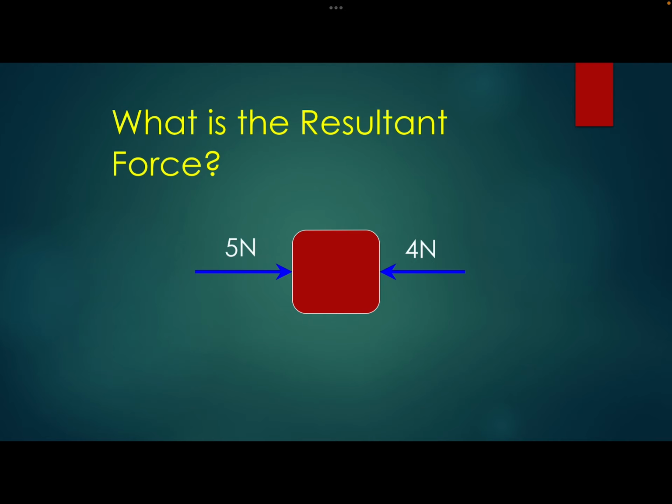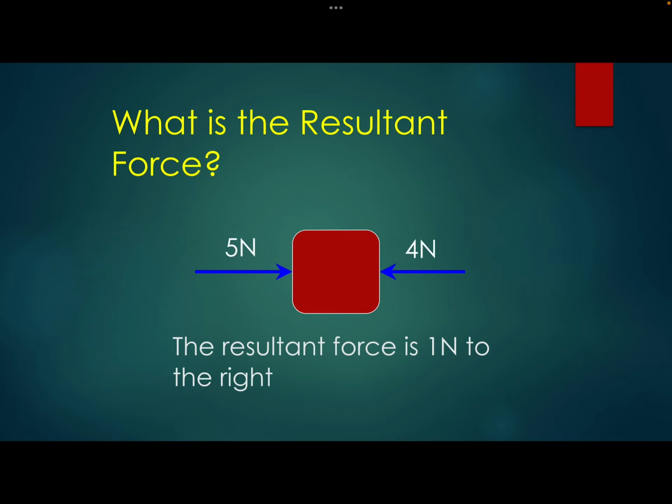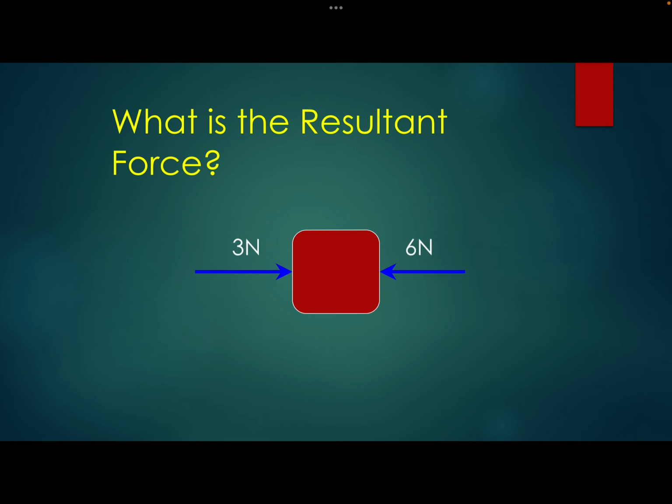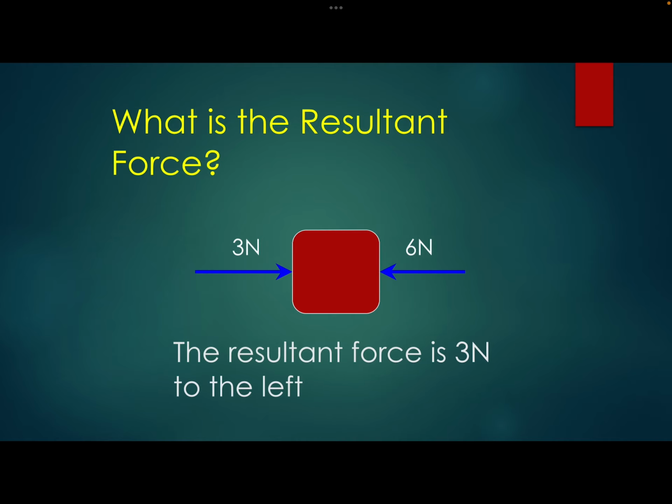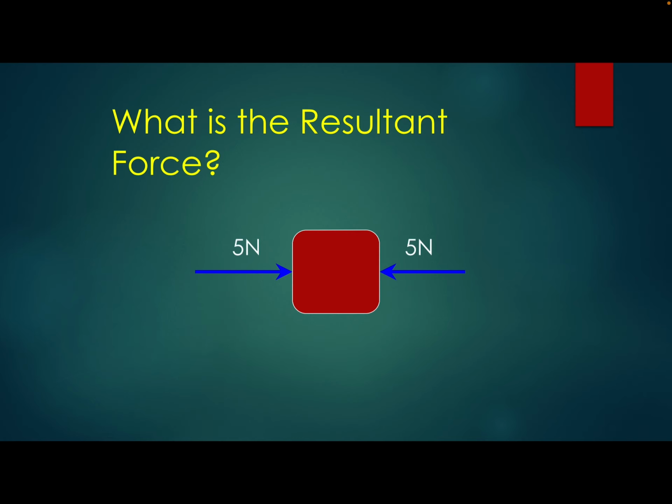Right, so here I've got a box, 2 forces acting on it. What's the resultant force? Hopefully you're happy that it will be 1 newton to the right. I know that because I just take them away. Next one. Okay, hopefully you're happy that it would be 3 newtons to the left because you do 6 minus 3. Remember, these are acting in opposite directions. That's why I'm taking them away.